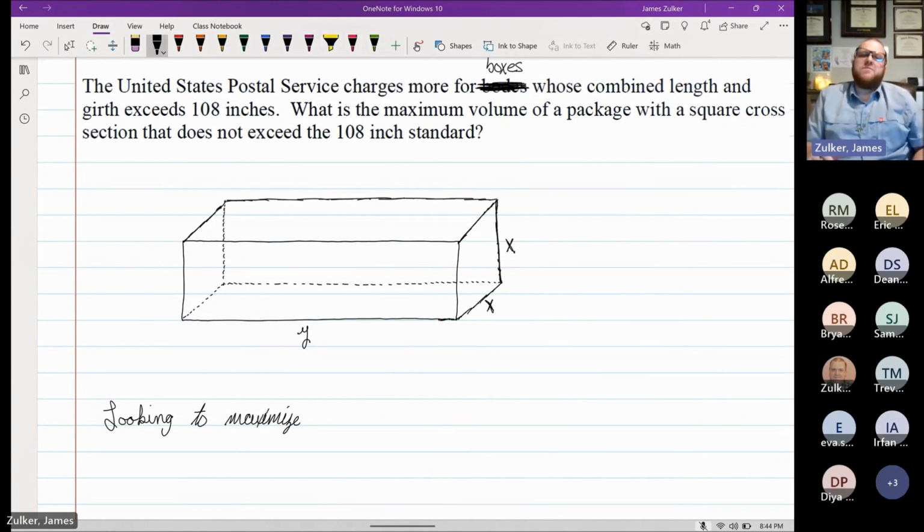We're looking to maximize volume of this rectangular box. Volume of a box: length times width times height. So it'd be y times x squared.